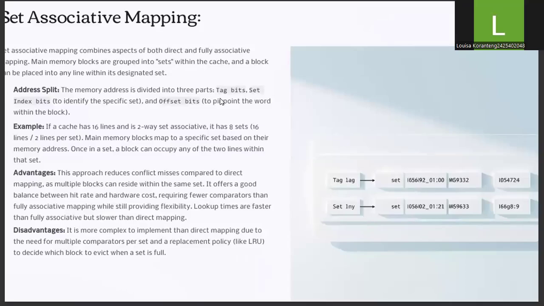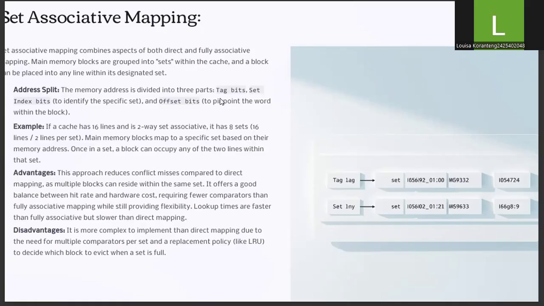And lastly, we are going to be looking at the set associative mapping. The set associative mapping combines aspects of both direct and fully associative mapping. Main memory blocks are grouped into sets within the cache. A block can be placed into any line within its designated set. Address split: the memory address is divided into three parts: the tag bits, set bits, and offset bits.